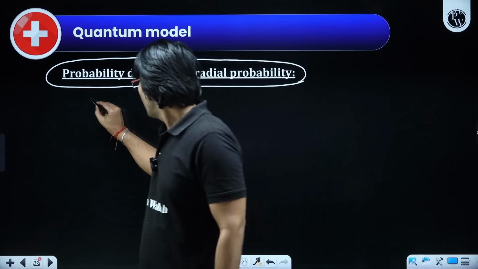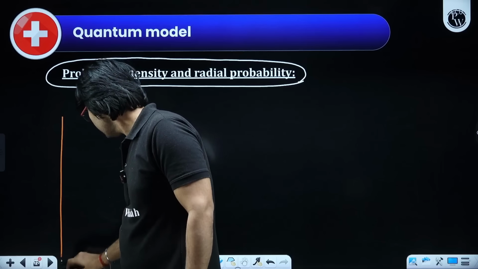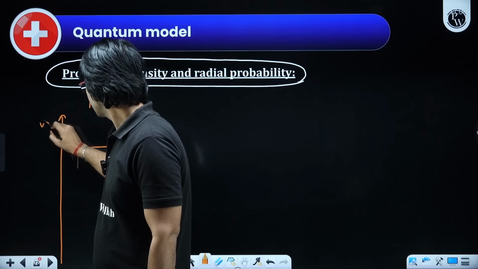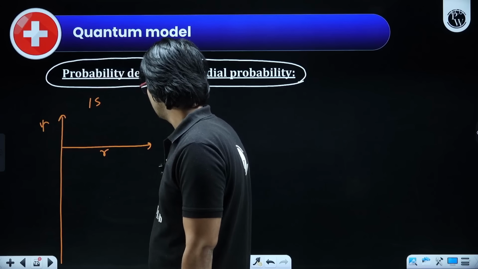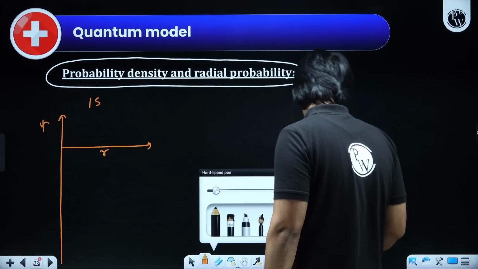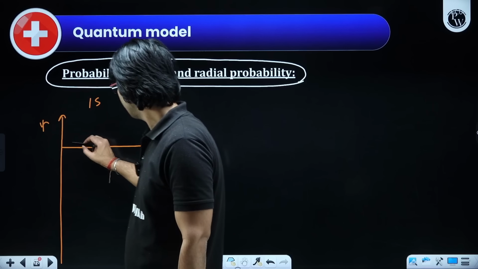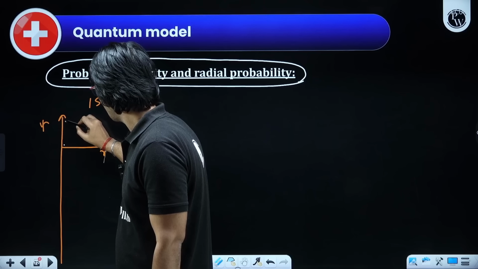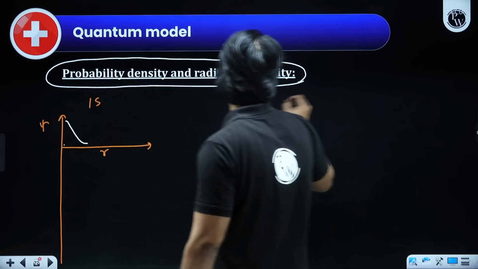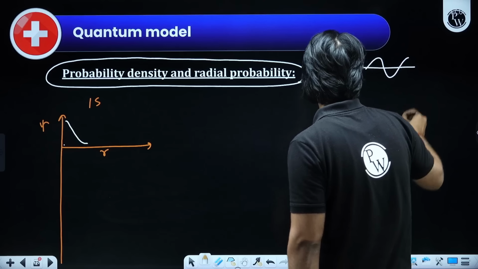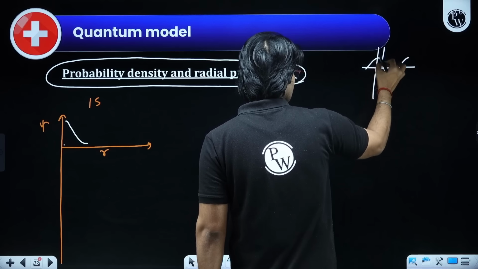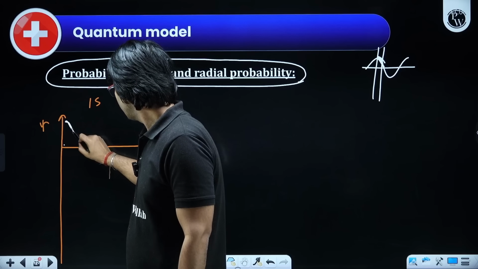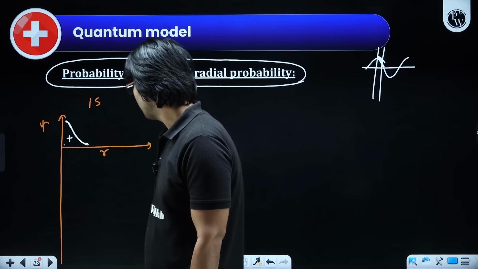Like if you take the 1s orbital, if you draw the graph of wave function with radial distance, it is like half of the wave. Not half, you can say quarter wave. Full wave is like this, so this is half wave and this is quarter. So the graph of psi for 1s is like a quarter of the wave, and this is the positive amplitude.